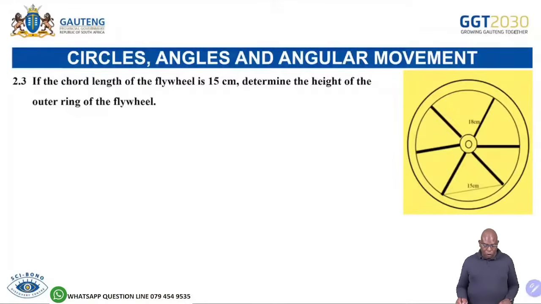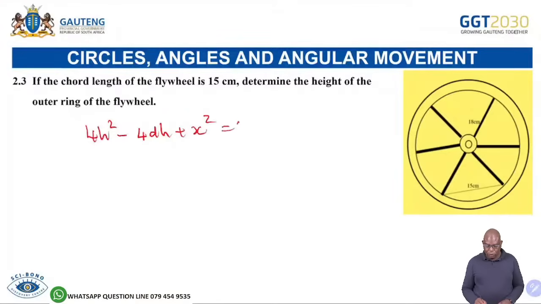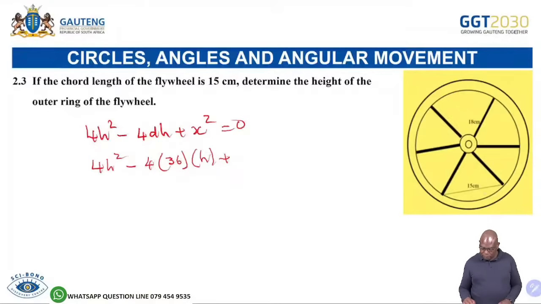Now, if the chord length is 15 centimeters, what do we do with that? Remember, we want to find the height. The formula for the height, remember, is 4x squared minus 4. Please, you must copy this formula as it is in the formula sheet. It is very important. So we need the height. The diameter we have, it's 36. The height we don't know, but we know the x, which is going to be 15, because that is given there.